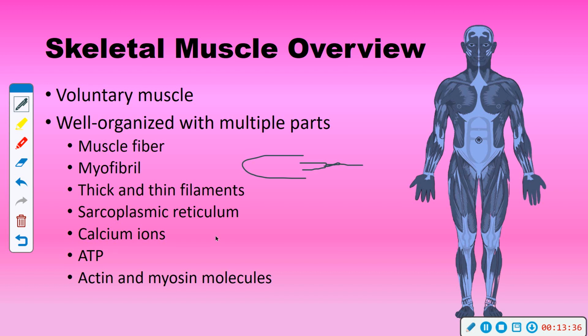If my body is not producing ATP, if that energy is not flowing and being produced in my body, then I will not be able to have that binding of these two molecules to help contract or relax my muscle. So, skeletal system, very important, very well organized, and ATP, in my opinion, is one of the most important pieces in this entire system.